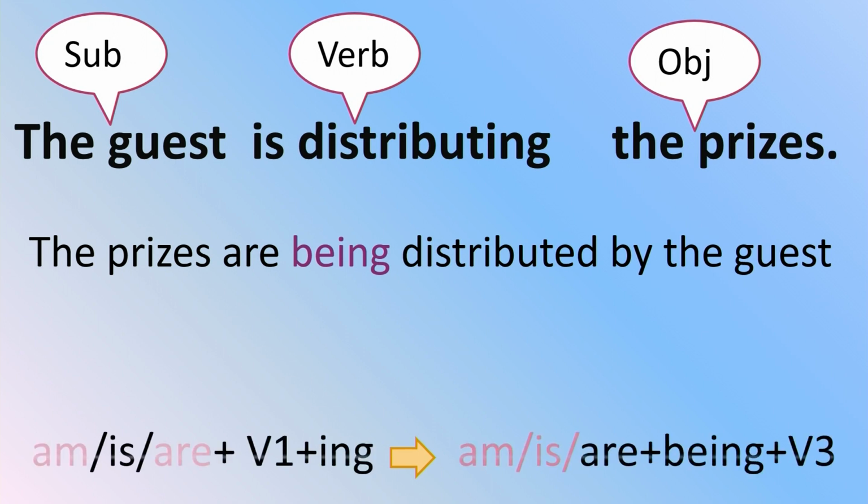Here, this is used in the active voice sentence. Now, that sentence changes. The prizes, here the prizes is plural and the active voice sentence is present continuous tense. So, we should use are only because the prizes is plural form. The prizes are being distributed by the guest.